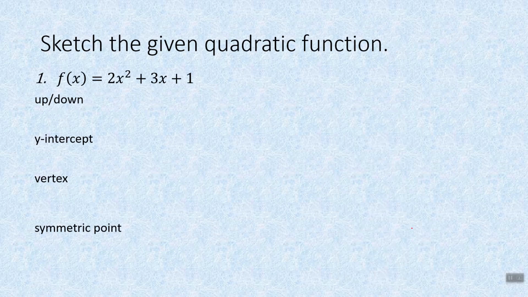Okay, so let's sketch the given quadratic function. f of x equals 2x squared plus 3x plus 1. Now, we know that this graph faces upward since the 2 in front of the x squared is positive.